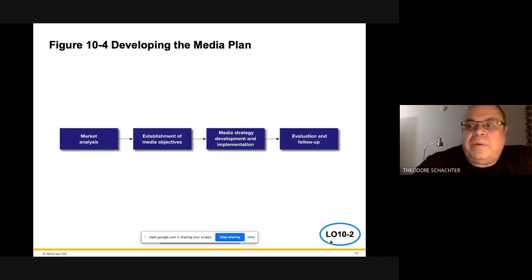One of the things you do need to know is this graph, which shows that first we analyze the market, we establish the media objectives. From the media objectives, we develop strategy, and how we implement that strategy to meet the objectives. And then we evaluate the results and see where we are and how well we did. But we first have to start with market analysis. And what that means is, what are people reading? What are people watching? How do they interact with media? What media plays an important part in their life?